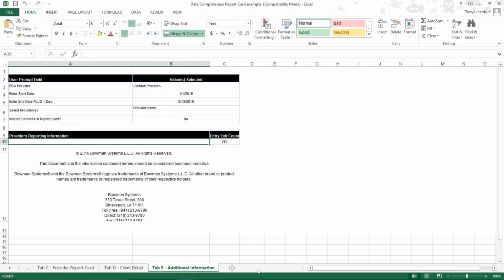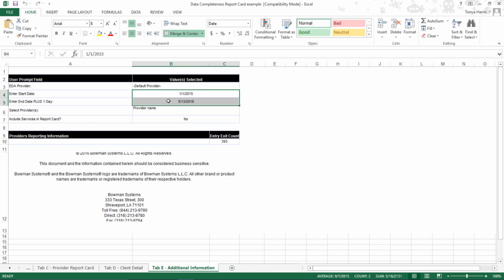And with every report that you get from anybody, you should always take a peek at the last tab. Because the last tab tells you who, what, when, and where. And so on this particular report, it is showing me my date range. As you can see, I have run this report for almost 1.5 years. And I also blanked out the provider name, so I'm not showing any personal information, but it will tell you which program the report was run for.